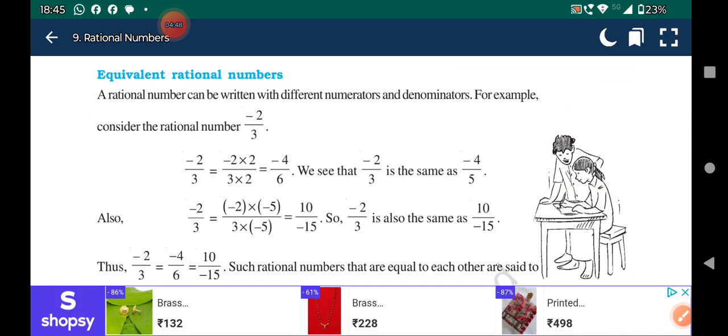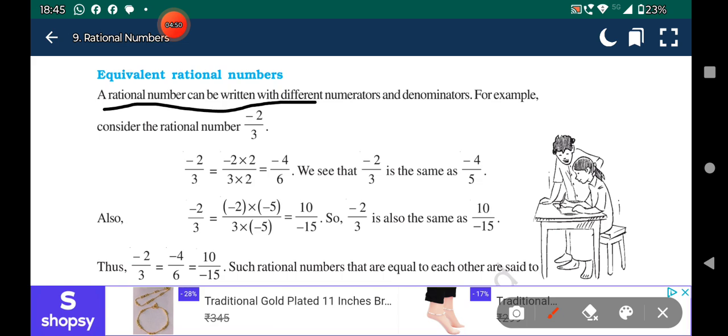Equivalent rational numbers. A rational number can be written with different numerators and denominators. For example, consider the rational number minus 2 by 3. Minus 2 by 3 equals minus 2 into 2 by 3 into 2 equals minus 4 by 6. We see that minus 2 by 3 is the same as minus 4 by 6. Also, minus 2 by 3 equals minus 2 into 5 by 3 into 5 equals minus 10 by 15.